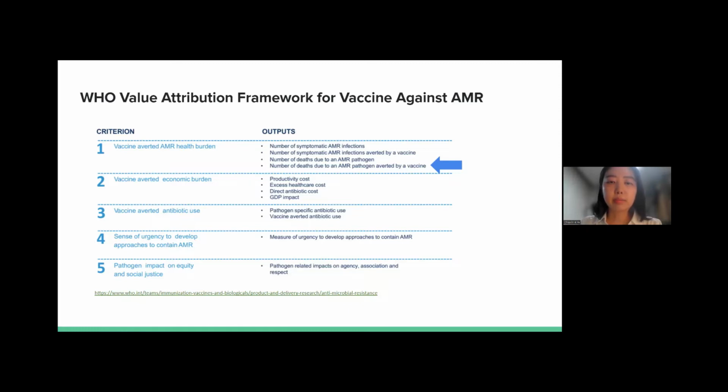So one of the main purposes of our study is to provide evidence for the first criterion on the vaccine-averted AMR health burden. Here we wanted to know the number of deaths relevant to resistant pathogens and the proportion of these infections that could be averted by vaccination. And the output of this research will also be used as an input for the second and the third criteria of vaccine-averted economic burden and vaccine-averted antibiotic use.